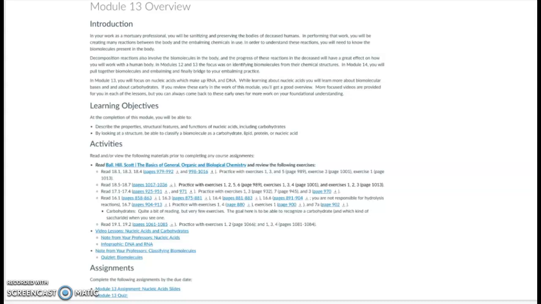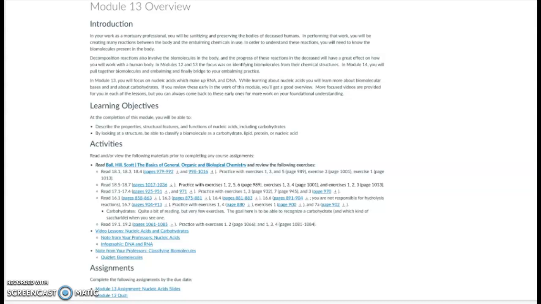So as usual, there are some introduction and some learning objectives to read, and then you'll notice there's activities and 2 assignments. Just a note about the activities: you'll notice these are the same readings that were assigned in Module 12. So you may have already read these, and so you're ahead of the game if you did.